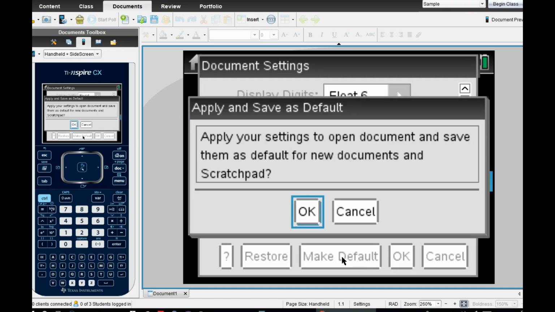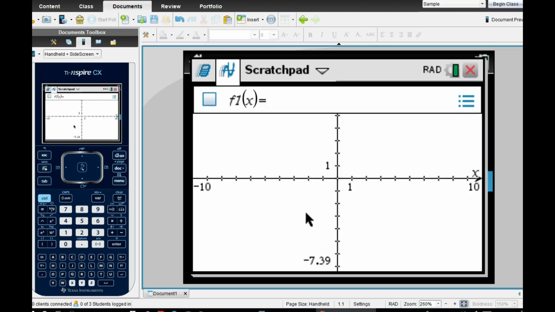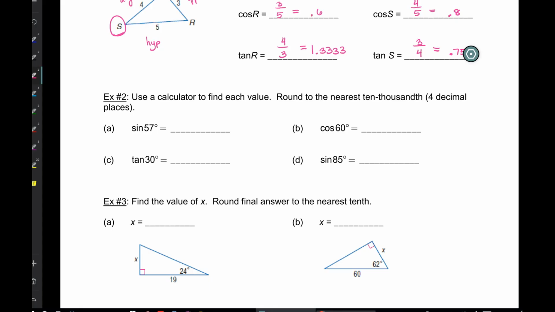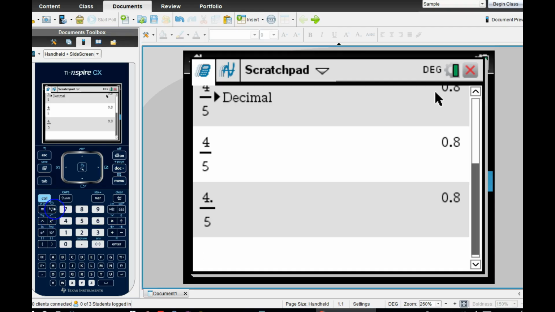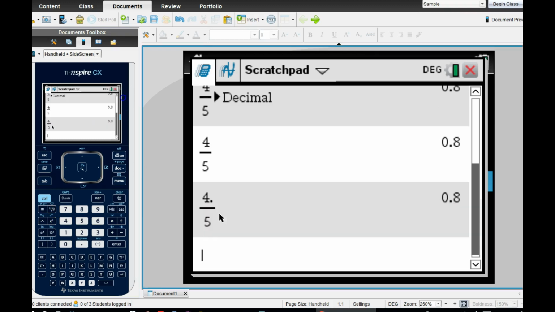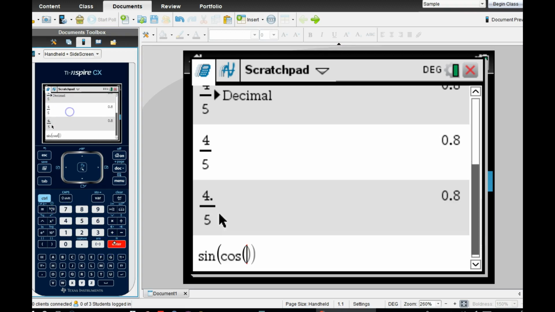Now it's going to ask you, do you want to apply this? You're going to click OK. And now when you press the calculator button to go to your scratch pad, it should say degree. Now we want to type in sine of 57. So you're going to go to your trig button, and you'll see here sine, cosine. We'll see all of our buttons. So you're going to press sine, and you're going to type in 57.